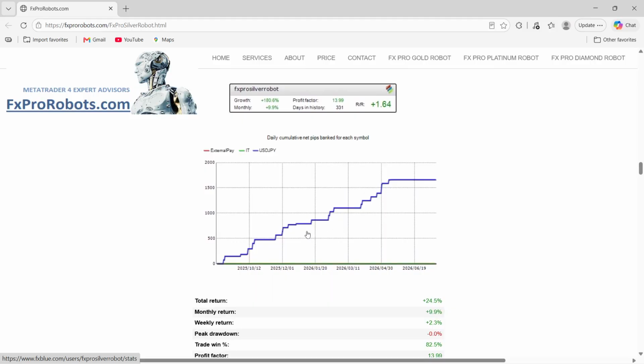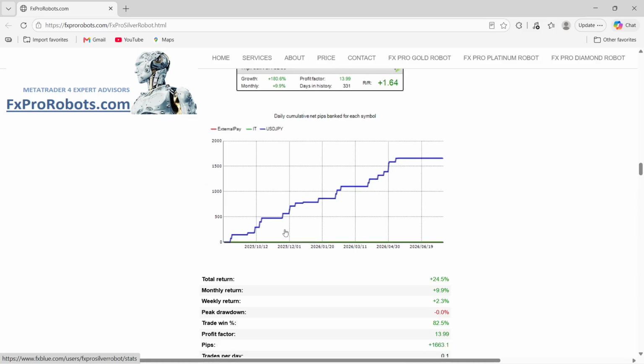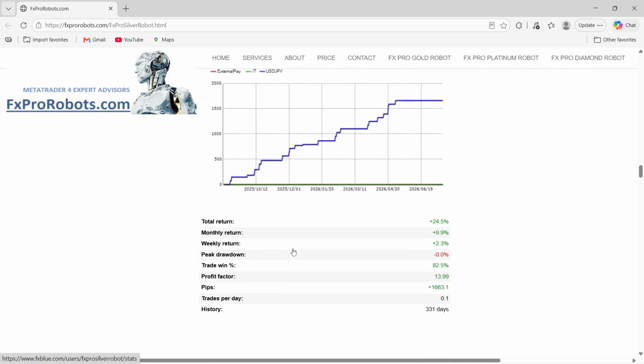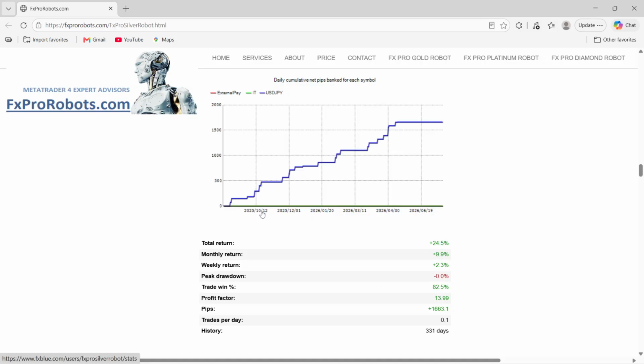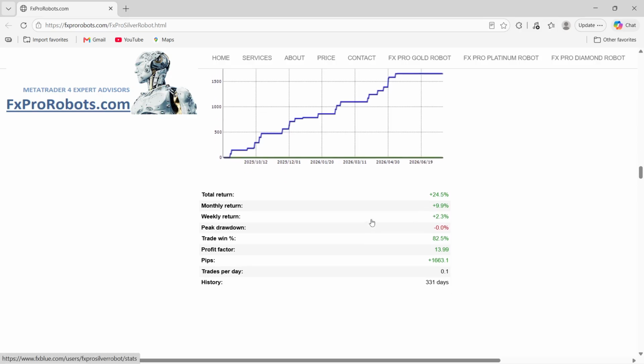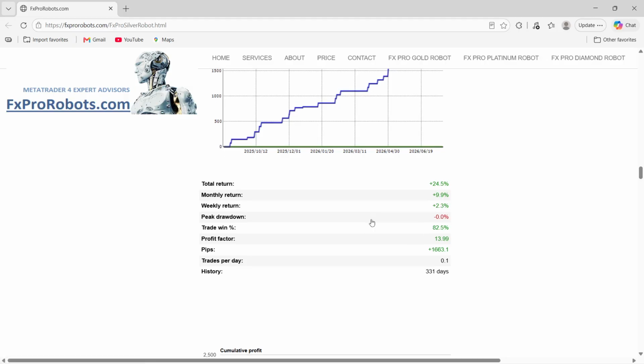So you can see how the graph looks, how it grinds higher over time with these notable periods of spikes, and it looks like a step-like graph moving towards the upside for the period from October 2025 to June 2026.